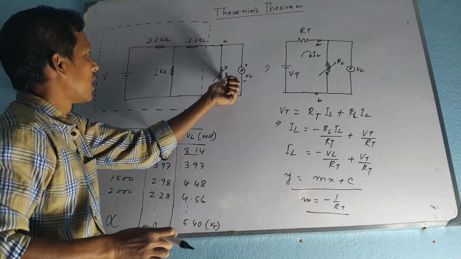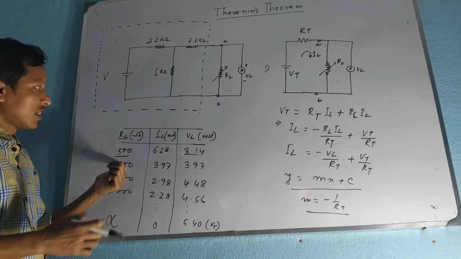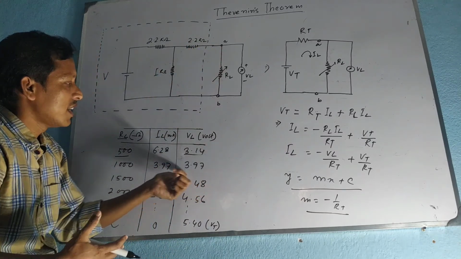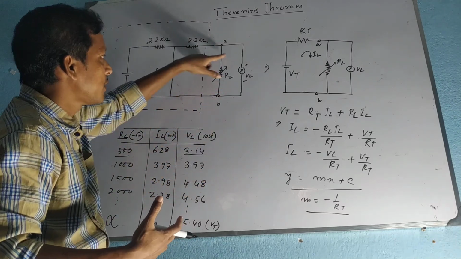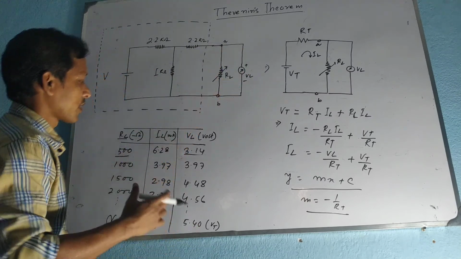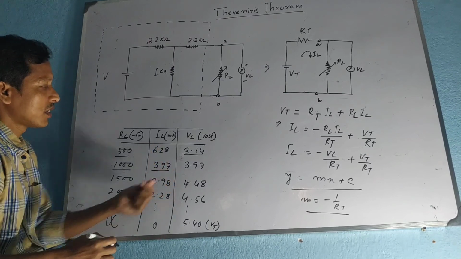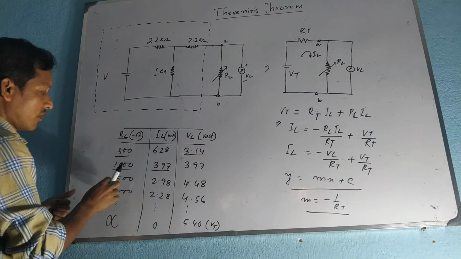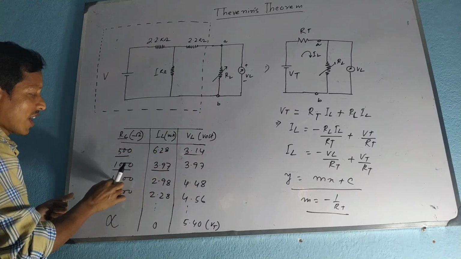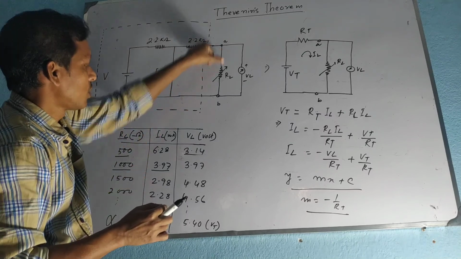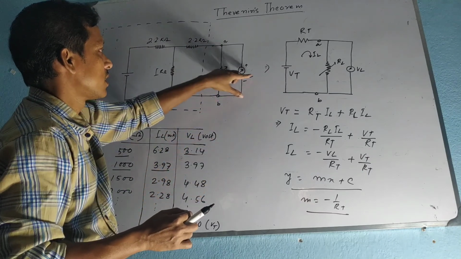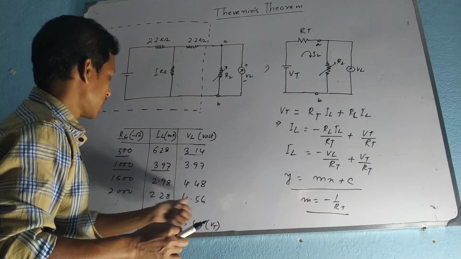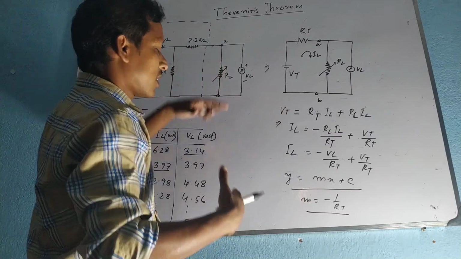Similarly for RL equal to 1000, for a greater value of RL, obviously the current will be smaller, so here the current is smaller and the voltage is increased. With increasing the value of the load resistance, the voltage drop across RL also increases. So for 1000 ohm, the voltage across RL is 3.97 volt. For 1500 ohm resistance, the load current is 2.98 milliampere and the voltage across the load resistance VL is 4.48. Then the load current is 2.28 milliampere and the load voltage is 4.56, and so on. So we can record the voltage across RL for any value of RL.